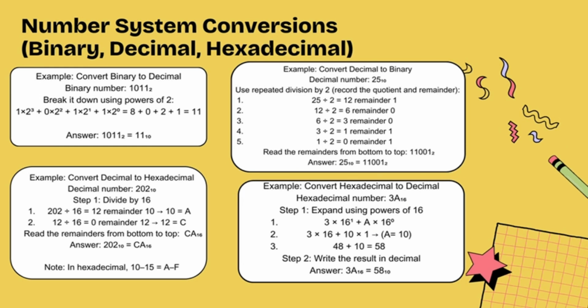To convert decimal 202 to hexadecimal, we divide by 16 repeatedly and write the remainders. In hexadecimal, 10 to 15 are A to F. Reading the remainders from bottom to top, 202 in decimal becomes CA in hexadecimal. To convert hexadecimal 3A to decimal, we multiply each digit by powers of 16. A equals 10, so 3 times 16 plus 10 times 1 equals 58. Therefore, 3A in hexadecimal equals 58 in decimal.